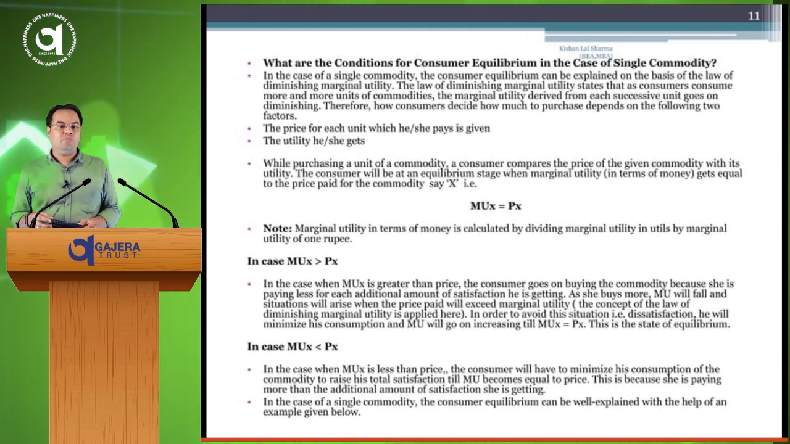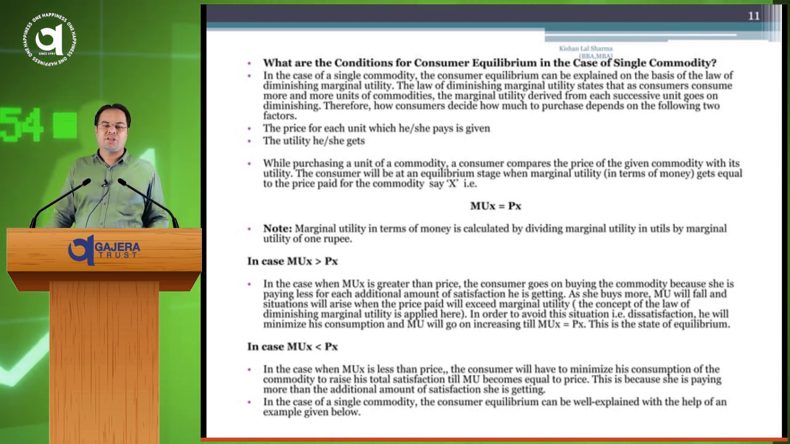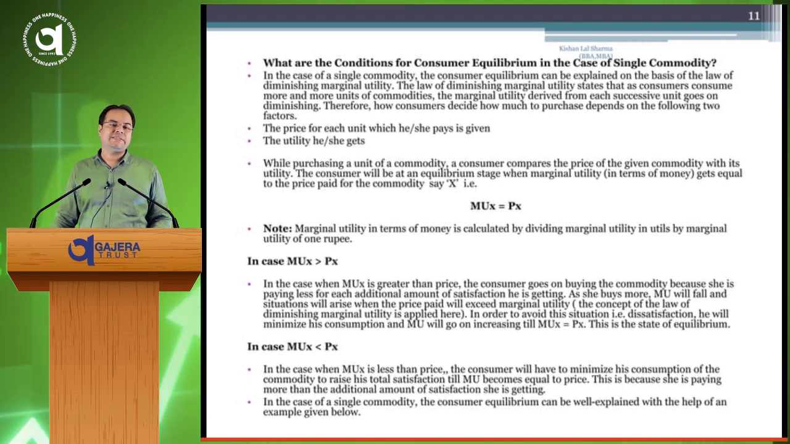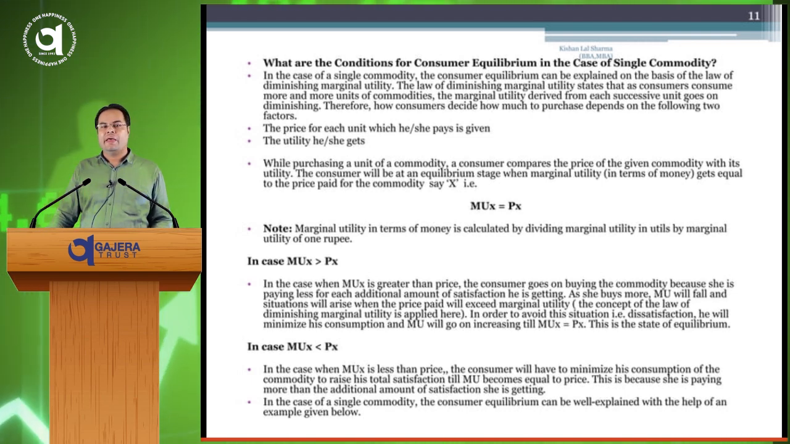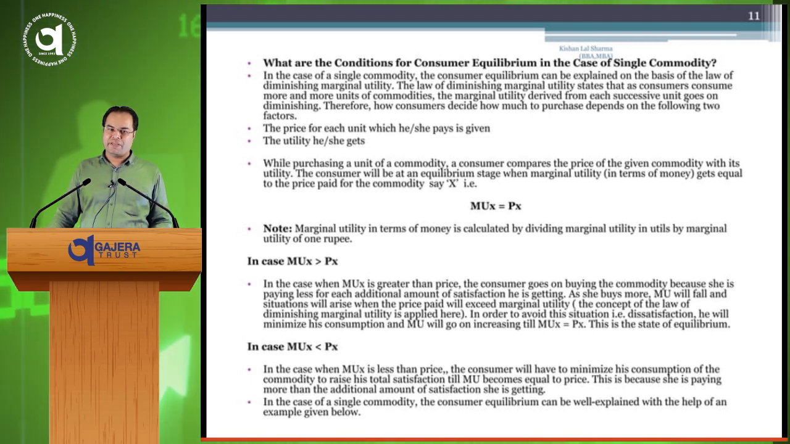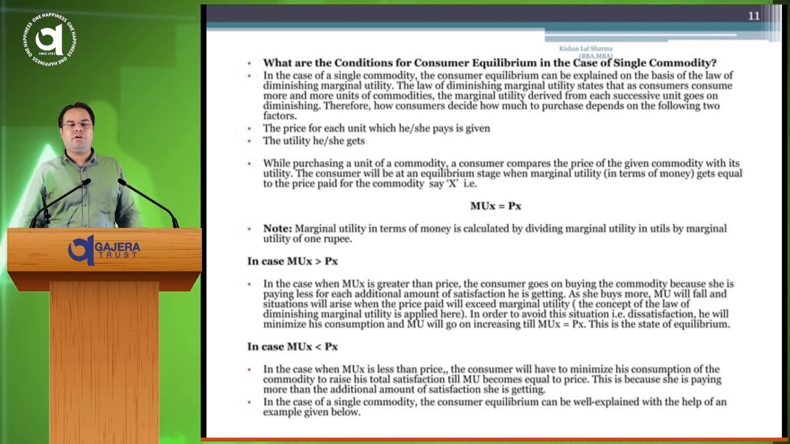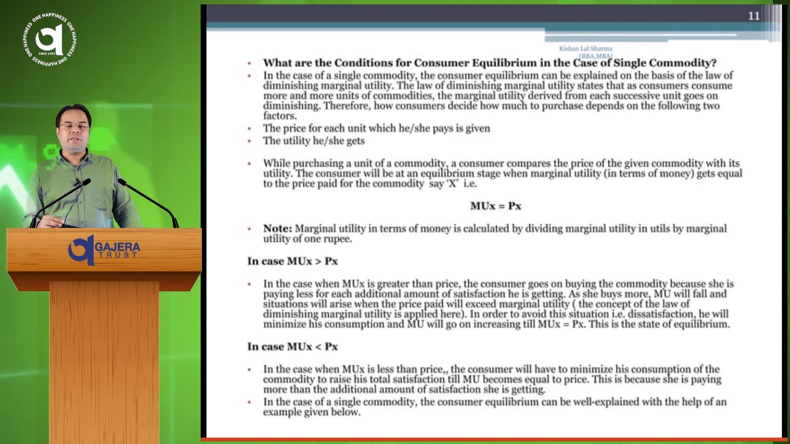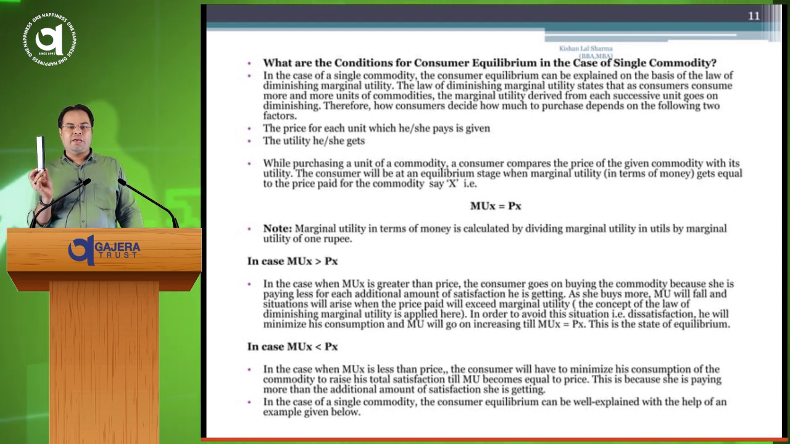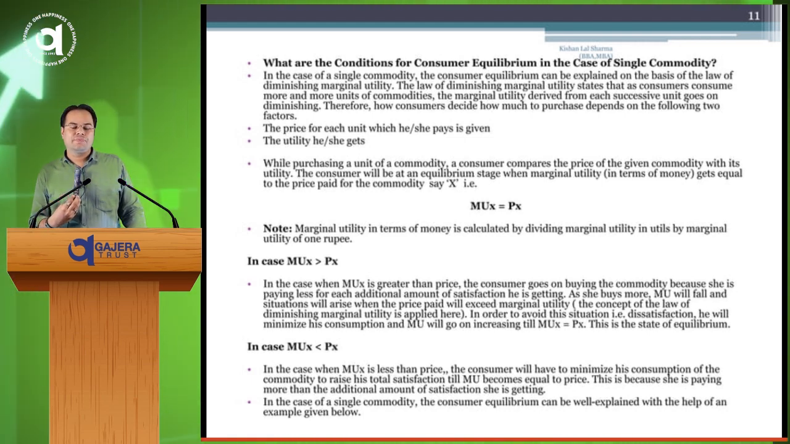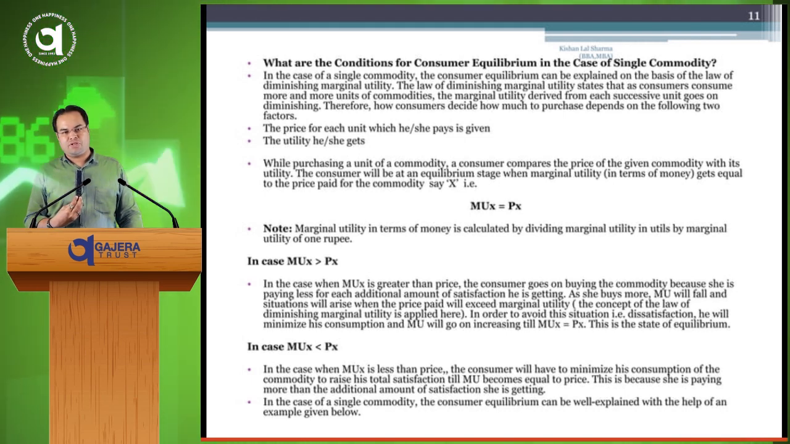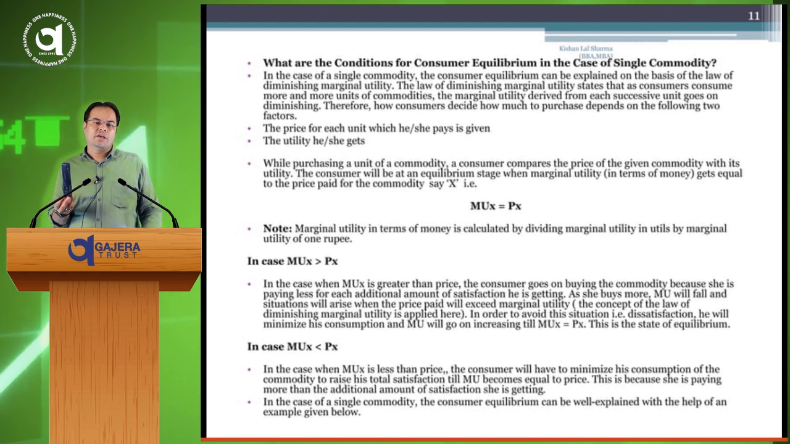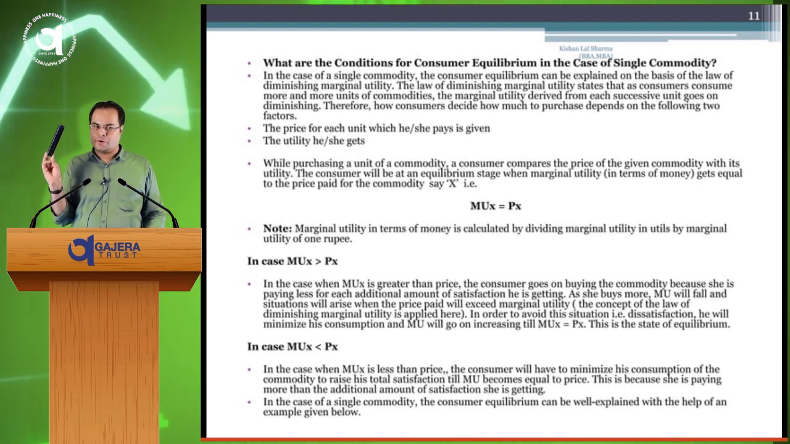Okay, the consumer will be at an equilibrium stage when marginal utility in terms of money gets equal to the price paid for the commodity, say X, that is MUX is equal to PX. Okay, so this is another formula or term, that MUX is equal to PX. That means whatever money I am spending on some product is exactly equal to the utils I am getting as satisfaction. So MUX is equal to PX means the marginal utility I am getting is equal to the price paid for the product.